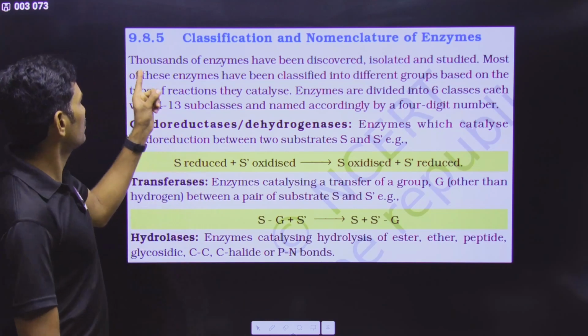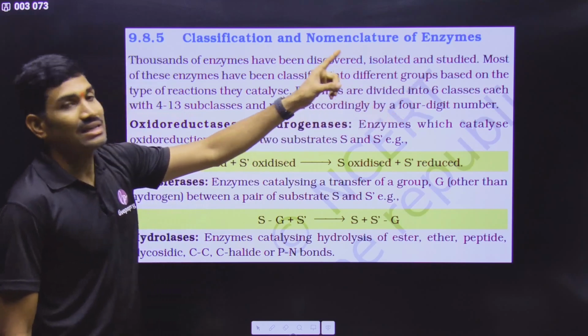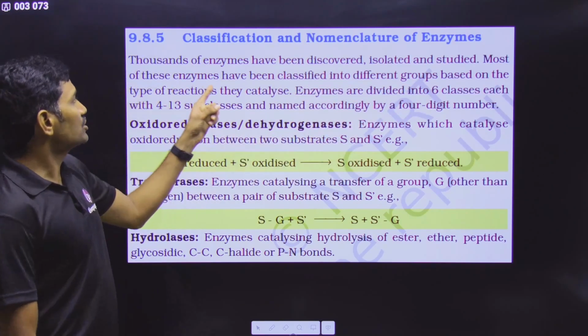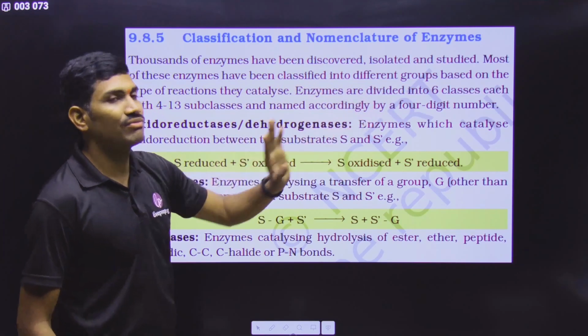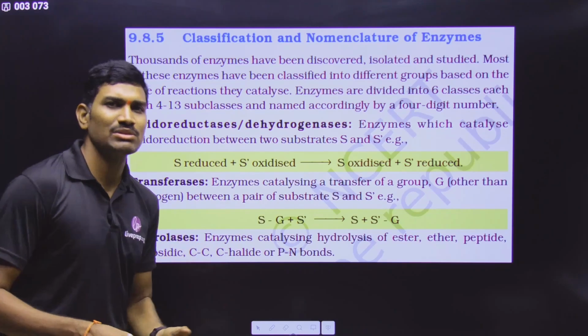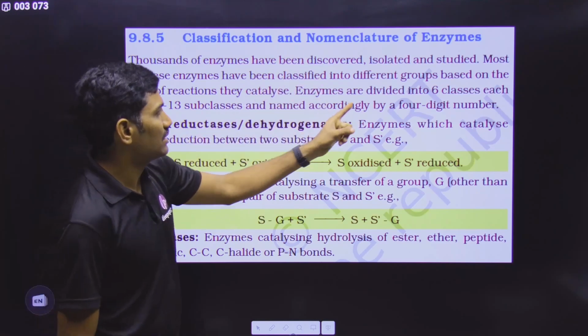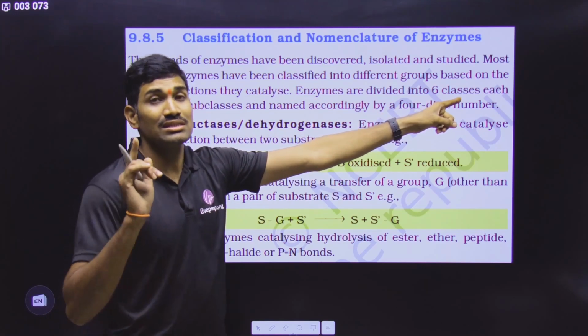Now let us quickly go through this. Thousands of enzymes have been discovered, isolated, and even studied also. Most of these enzymes have been classified into different groups based on the type of reactions they catalyze. So different enzymes are catalyzing different reactions. That's why different classes, different groups are present. Enzymes are divided into 6 classes.